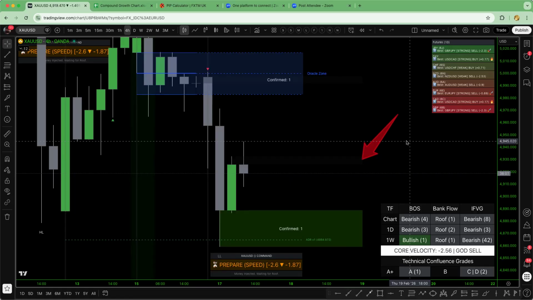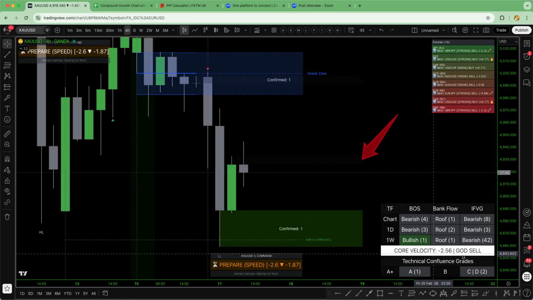pulling away from Dixie. So right now, GC is selling and Dixie should be buying. This is what's happening. And this is why we're getting this velocity telling us that it's a velocity 2.5. Do you understand? So it's pulling away at a decent speed. That's why it says god sell there.